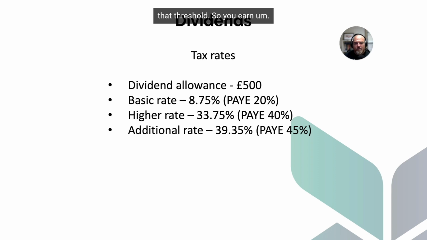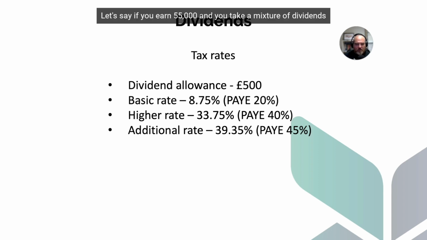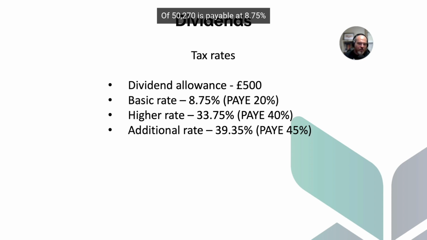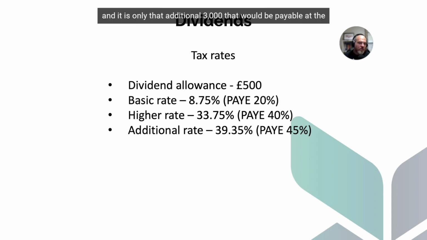So if you earn, let's say, 55,000 and you take a mixture of dividends and salary, then the portion of dividend up to the threshold of 50,270 is payable at 8.75%, and it is only that additional 3,000 odd that would be taxable at 33.75%. So it's not that if you cross the threshold, all your earnings are taxable at that rate. It's literally just the portion of it that's over the threshold.